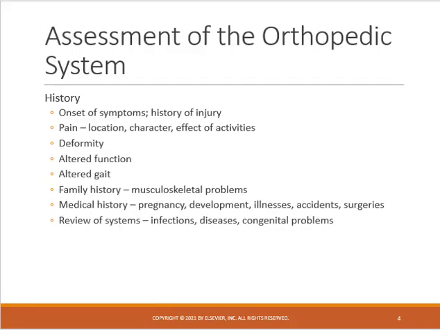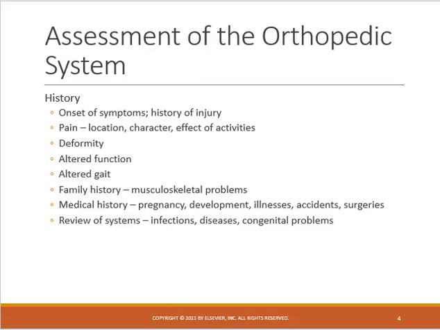As with all of our patients, it's important to get a good history. When did the symptoms or the injury occur? Pain, where is it located? The type of effect it is having on activities. How is the child characterizing it? Are there any deformities, any altered gait?